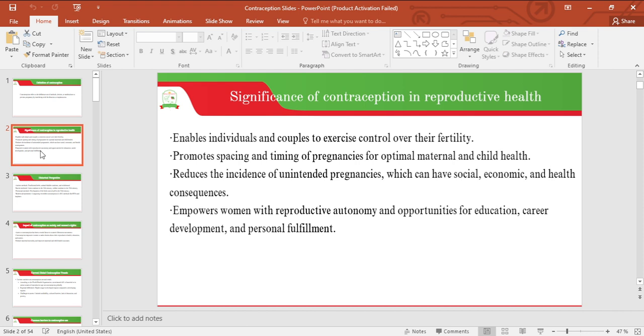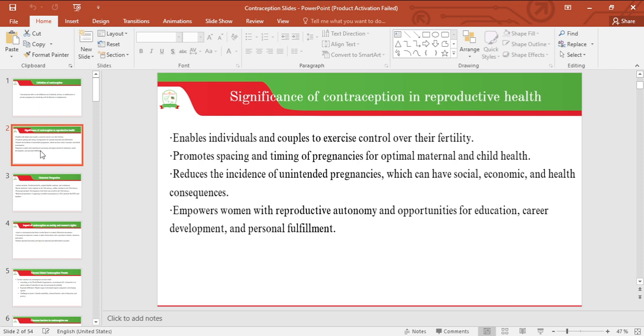Let's move on to the significance of contraception in reproductive health. Contraception enables individuals and couples to exercise control over their fertility, in that they decide when to have their babies or when to have a rest from having babies.